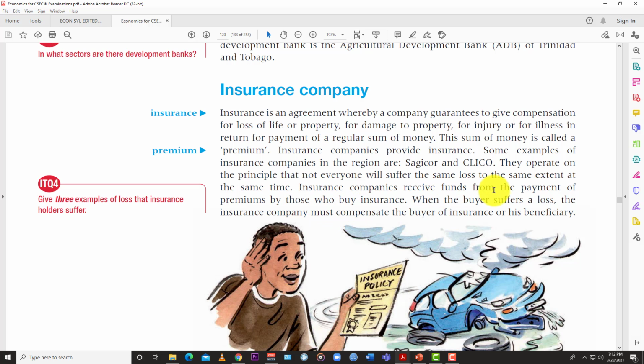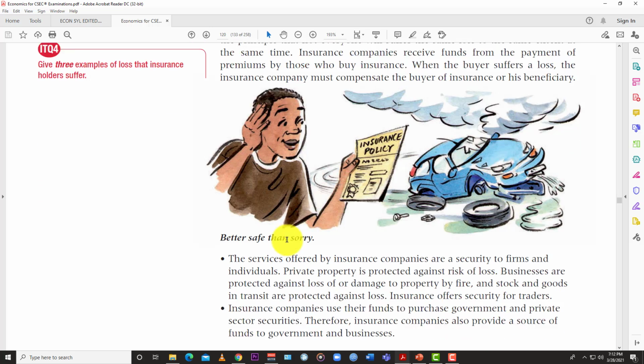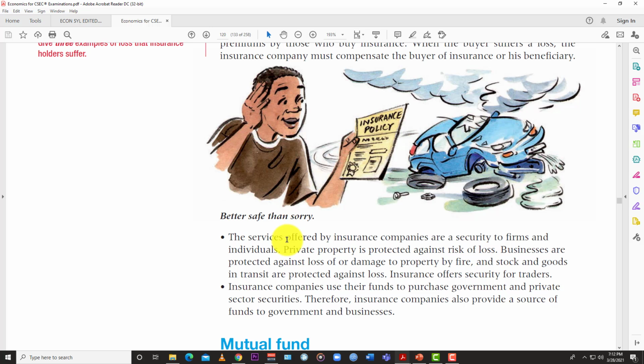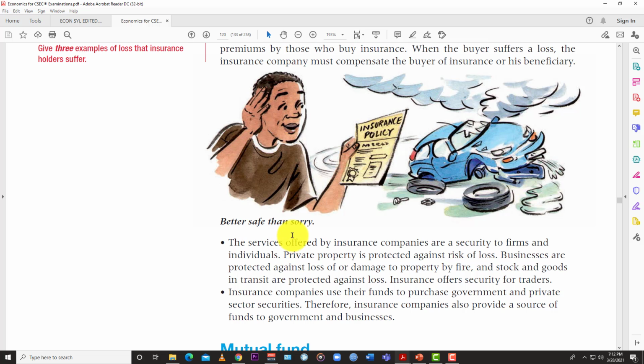Insurance companies receive funds from the payments of premiums by those who buy insurance. When the buyer suffers a loss, the insurance company must compensate the buyer of the insurance or his beneficiary. So insurance is just there to help you, as they say, better safe than sorry. It's like a tool put in place to mitigate risks, to reduce risk. So you know that if something happens, somebody's got your back, they're going to compensate you for whatever loss you would have suffered.